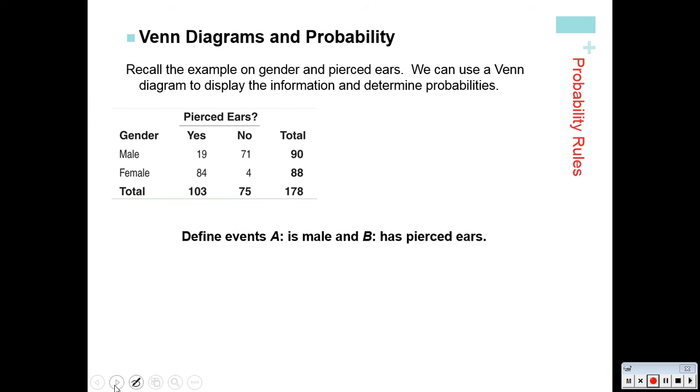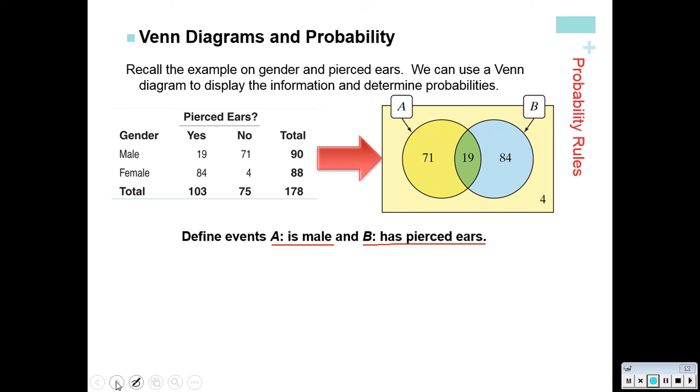Coming back to the same two-way table involving gender and pierced ears, we're defining event A as someone being male, and event B as someone having pierced ears. This is what the Venn diagram would look like. Here's event A, someone is male. Remember, there are 90 males. There are 71 males that do not have pierced ears, and 19 that do. And then here's event B, that someone has pierced ears. So that's this group right here.